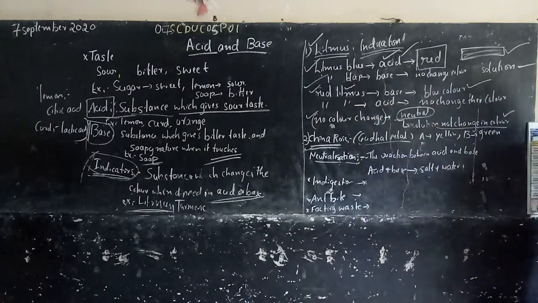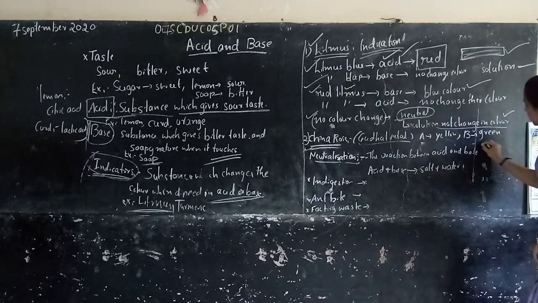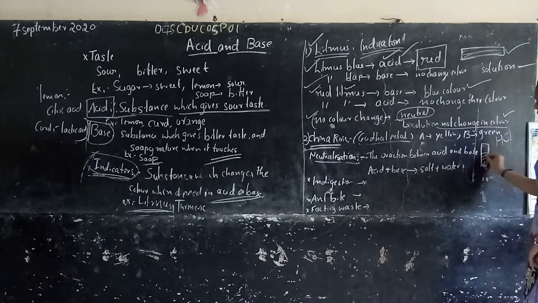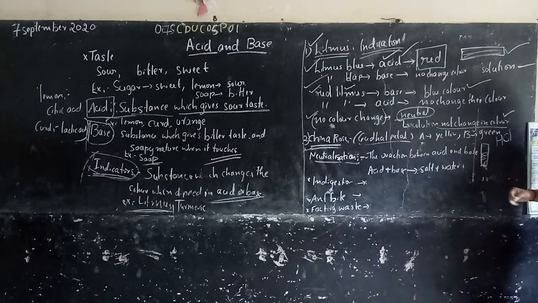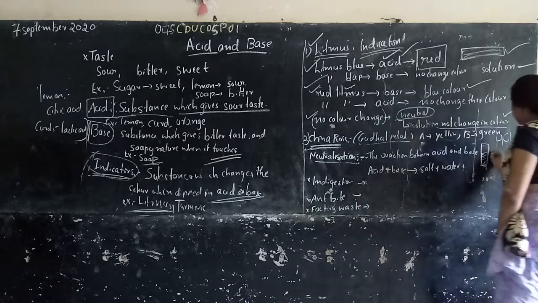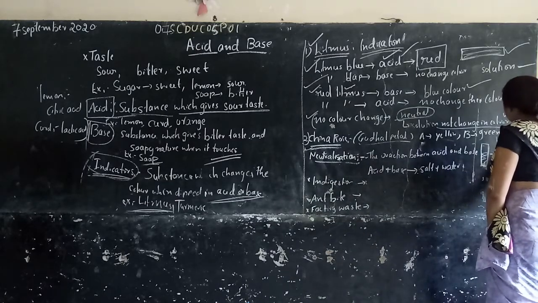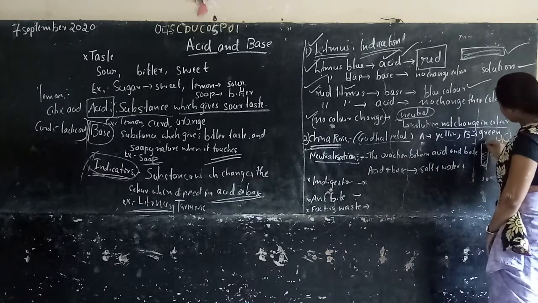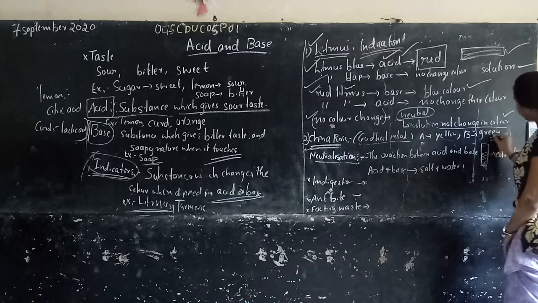So if I take this one beaker or some test tube, I am taking the acid. I will use hydrochloric acid. HCl means hydrochloric acid. So what is the color of acid? Yes, acid is colorless. Then add 2-3 drops of indicator.